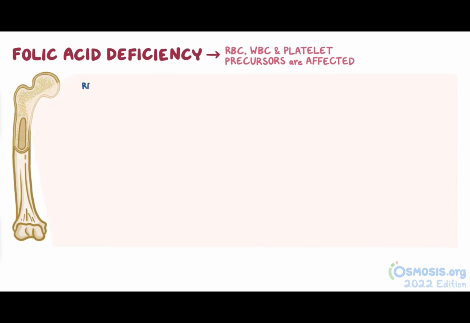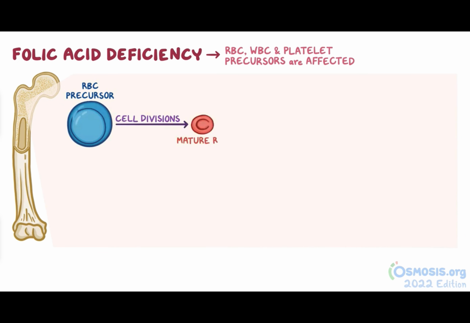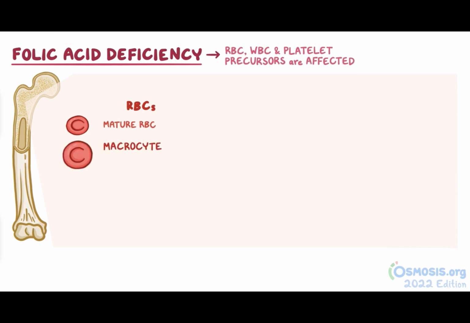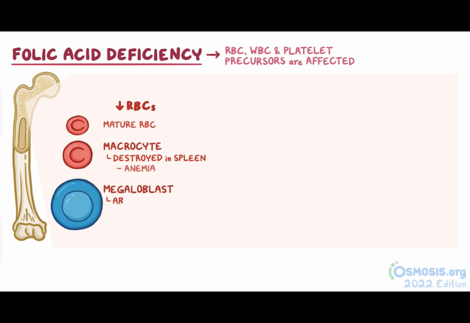Inside the bone marrow, red blood cell precursors are normally big and plump, and they undergo a series of cell divisions which results in smaller, mature red blood cells. Now, with folate deficiency, at first, the bone marrow pumps out larger but still mature red blood cells called macrocytes. These red blood cells are destroyed in the spleen, which causes a decrease in the total red blood cell count, or anemia. In response, the bone marrow compensates by releasing megaloblasts, which are abnormally developed red blood cell precursors, into the blood, and the final result is macrocytic megaloblastic anemia.